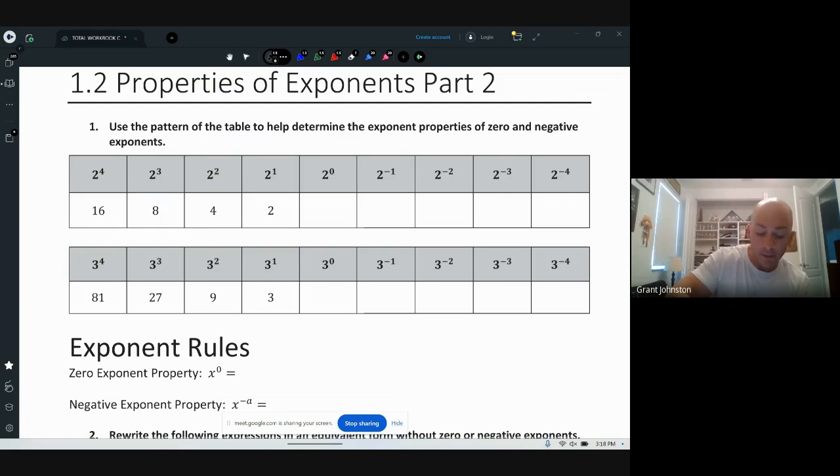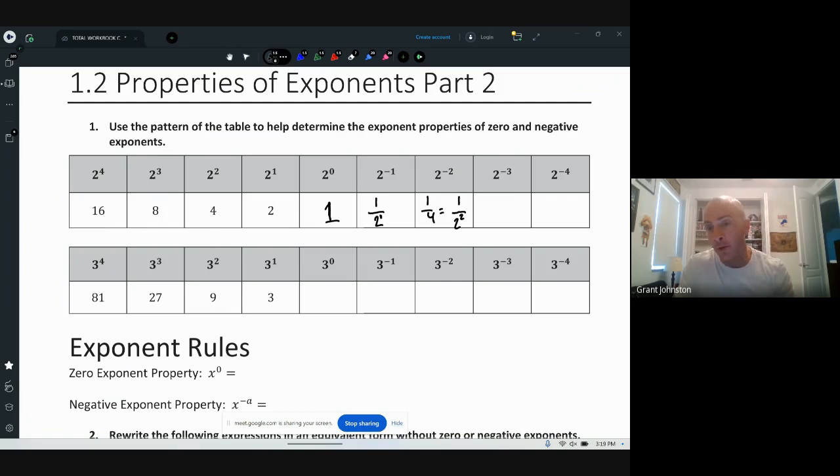So 16 divided by 2 is 8. 8 divided by 2 is 4. 4 divided by 2 is 2. 2 divided by 2 is 1. 1 divided by 2 is just 1/2. I'm just going to leave it as a fraction. 1/2 divided by 2 is 1/4. Or we can even call this, and this is going to help us with our rule, 1 over 2 to the second. And I'm going to call this one 2 to the first.